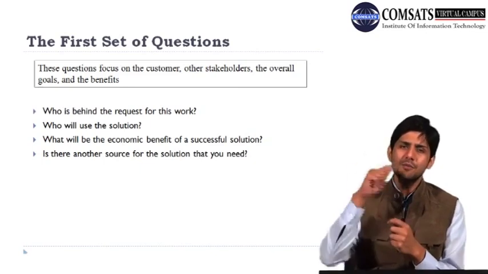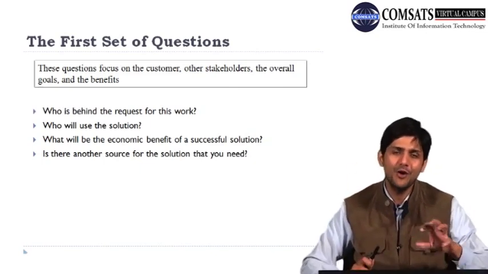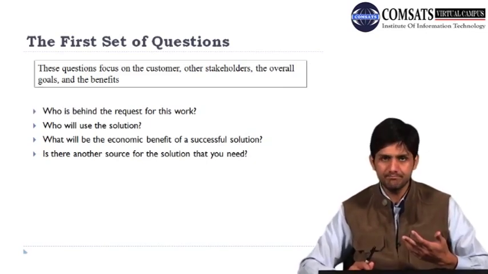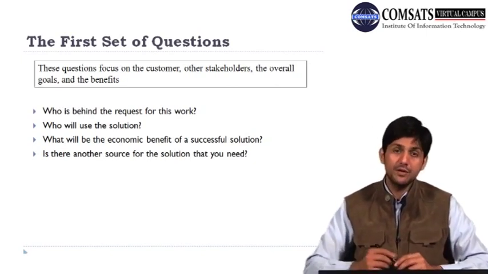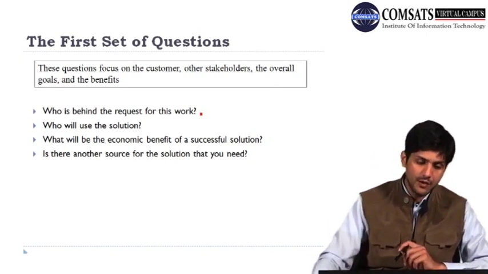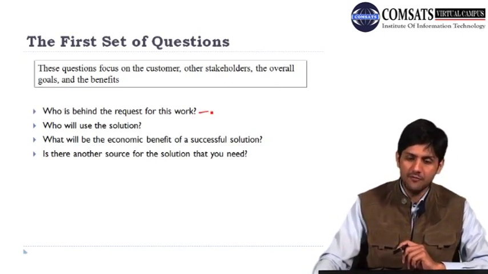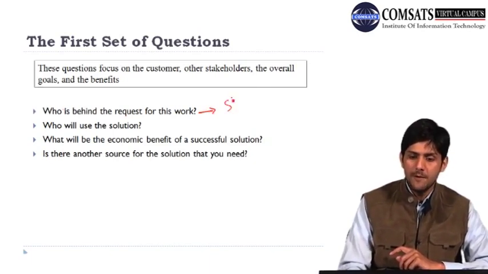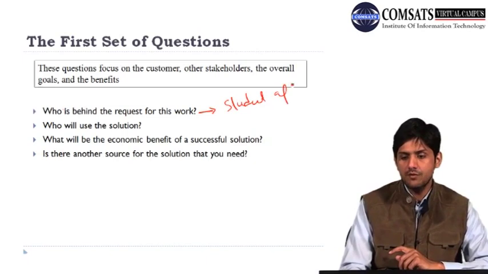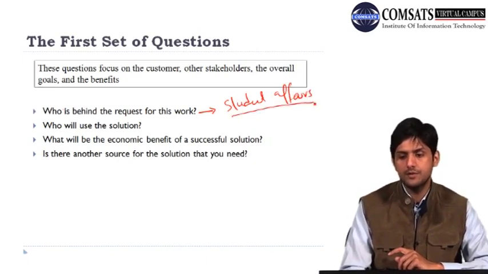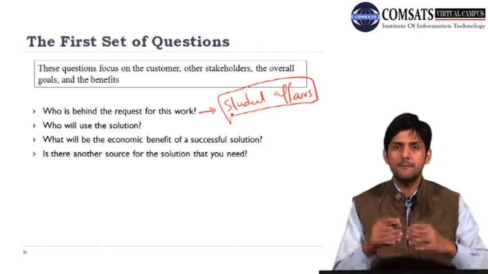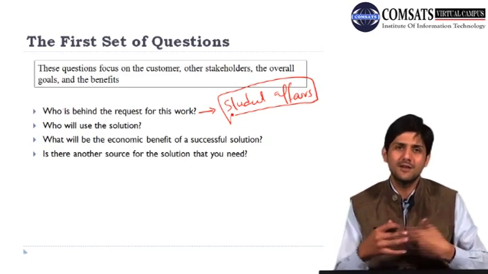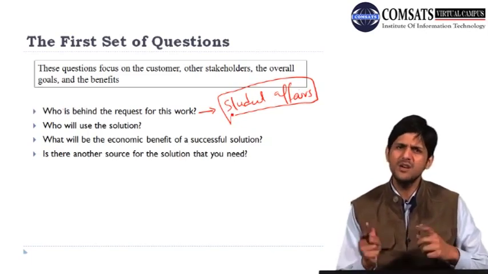Now let's go back to our bus locator example. Let's say we went to a university and we wanted to know who is behind the request for this work. One possible requester could have been, in a university there is a very active department, the student affairs department. Let's say we figured out that student affairs wants to give an added feature to their students, that the students who are traveling on buses can also know where their bus is. So maybe we get to know, okay, student affairs wants this.